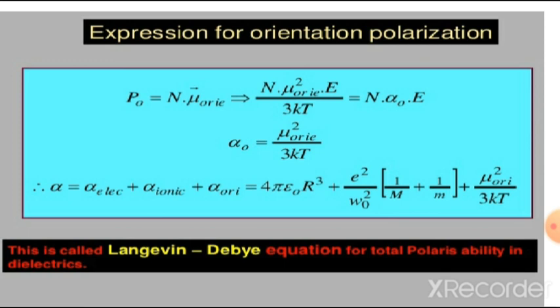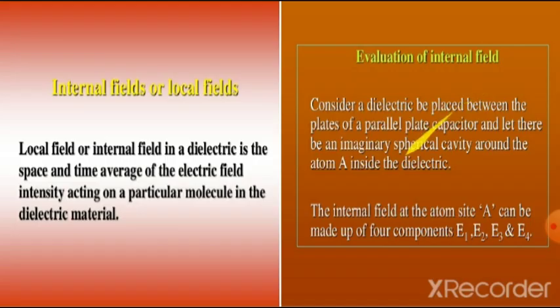Alpha is equal to alpha electronic plus alpha ionic plus alpha orientation, which is equal to 4 pi epsilon naught r cubed plus e squared by omega naught squared times (1 by small m plus 1 by capital M) plus mu orientation squared by 3kT. This equation is called the Langevin-Debye equation for total polarizability in dielectrics.